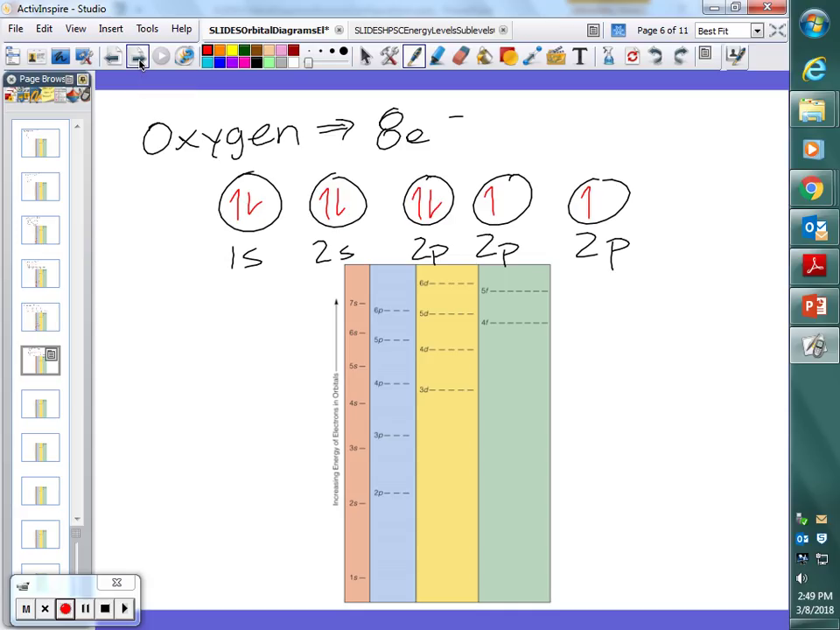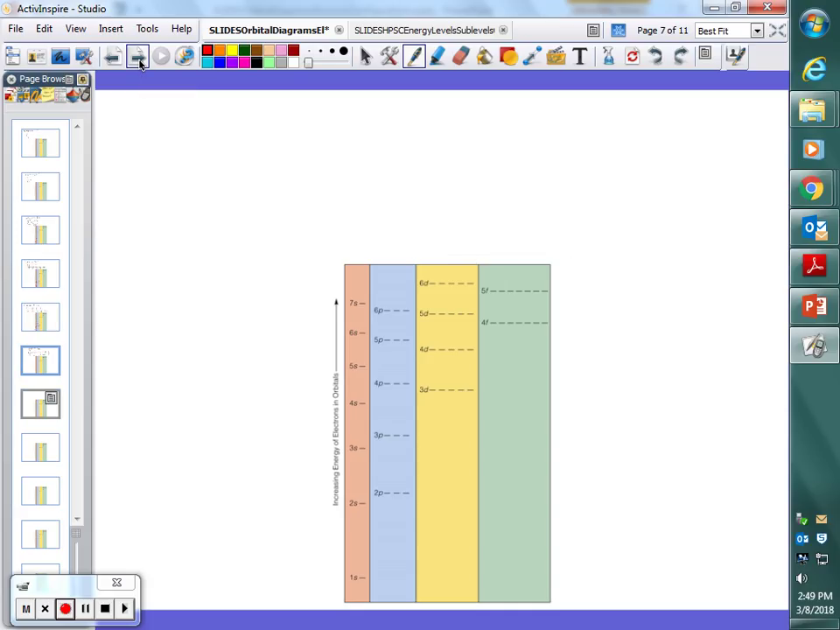Edie, let's go to sodium. Okay, Edie, when you read sodium, the atomic number is 11. We start with the lowest energy level. The lowest energy level is always what? 1s, right? How many electrons does 1s hold? 2 electrons.